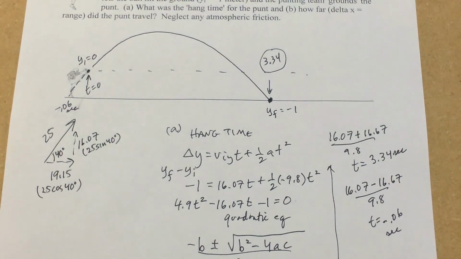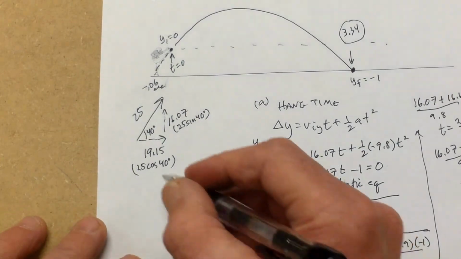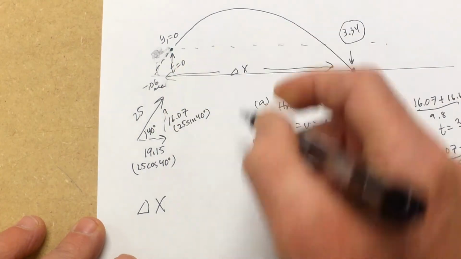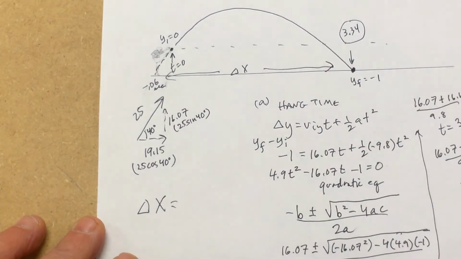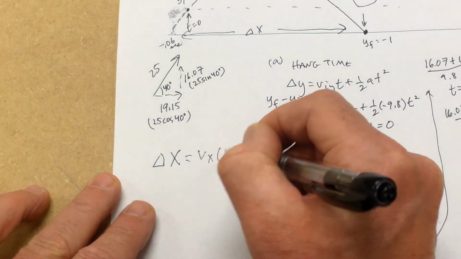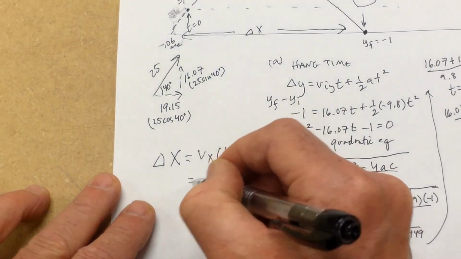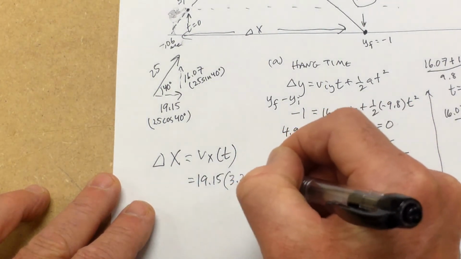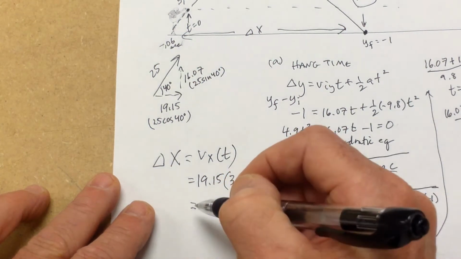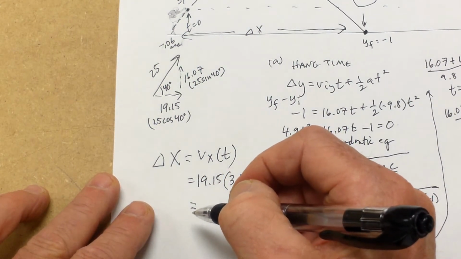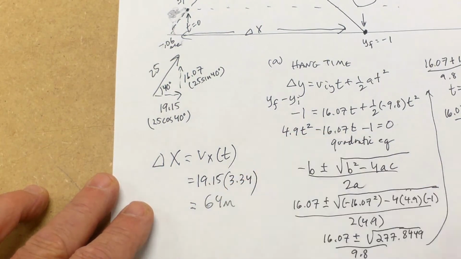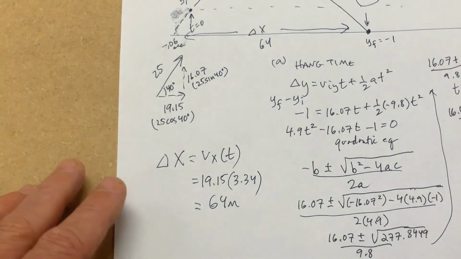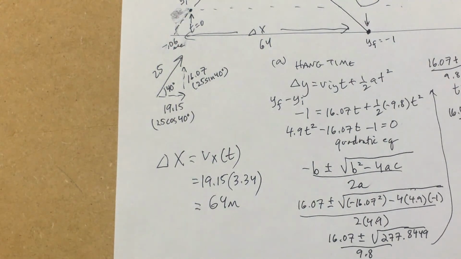Now, what about then how far does the punt go? Well, that's pretty easy, really. How far would be our delta x idea. Okay, this is the hard part. This is pretty easy here. Delta x then is our Vx times our t. So that's 19.15 times then this 3.34 seconds. And we get then a delta x, oh, what is that, around 64 meters. All right, so the punt goes about 64 meters or 64 yards, which is approximately true here.